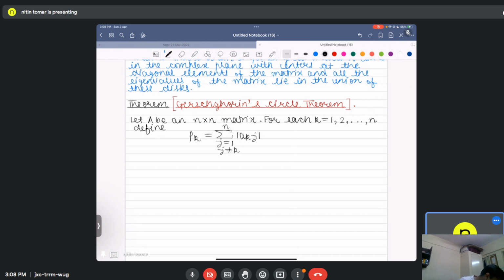So what is this sum? Loosely speaking, it is the kth row sum minus the diagonal entry. Obviously, we are talking in terms of modulus.